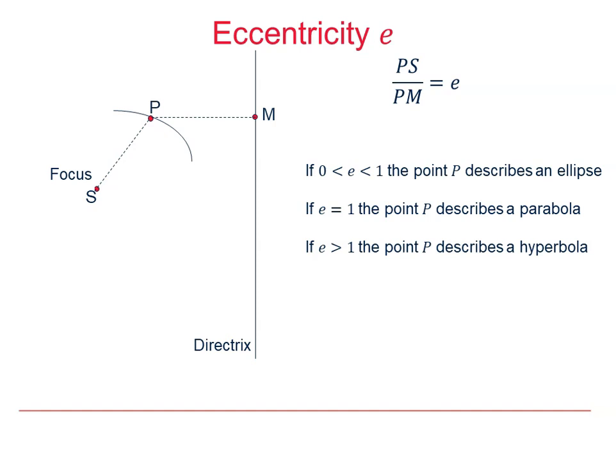In the last video we met the idea of eccentricity, which is the distance of a point on the conic section from its focus, PS, divided by the distance to the directrix, PM. And that for different values of e, we had the three conic sections: ellipse, parabola and hyperbola. So we're going to concentrate on the first one of these, where e is between 0 and 1. That gives us an ellipse.